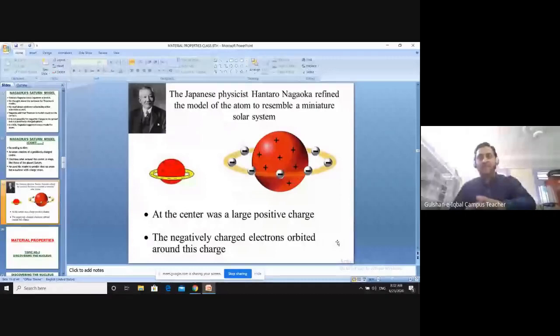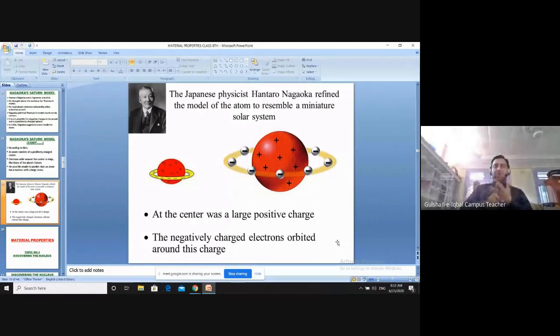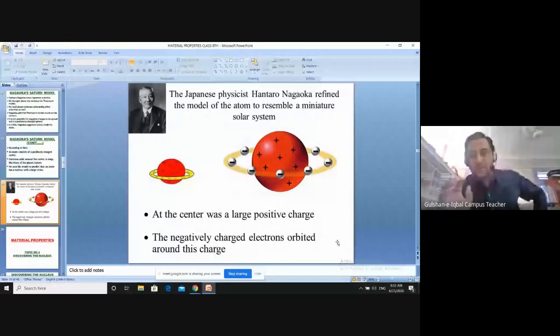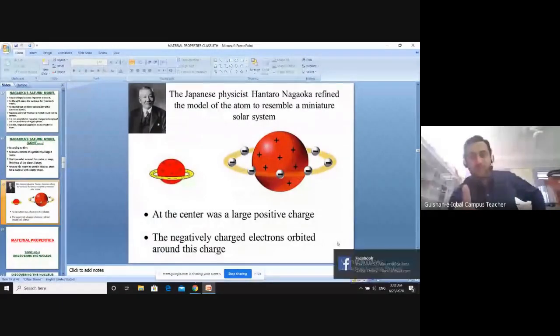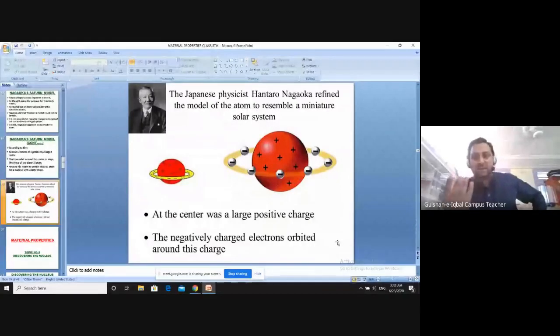Now you can see he said that the center of the atom is positive and the electrons revolve around it. Okay, the difference between the Nagaoka model and the plum pudding model is that the plum pudding model says the electrons are scattered in the positive sphere, which we can see over here. And what the Japanese scientist Nagaoka said is that the center is positive and the negative particles, the electrons, revolve around the nucleus. But he also says that the atom is big, like Saturn, and the orbit is a smaller one where the electron revolves.